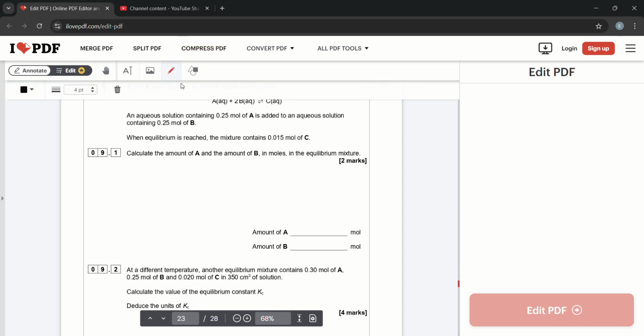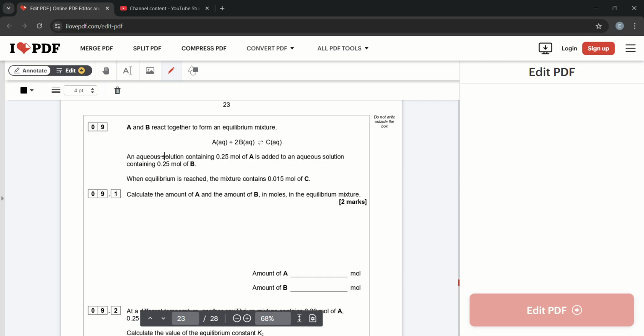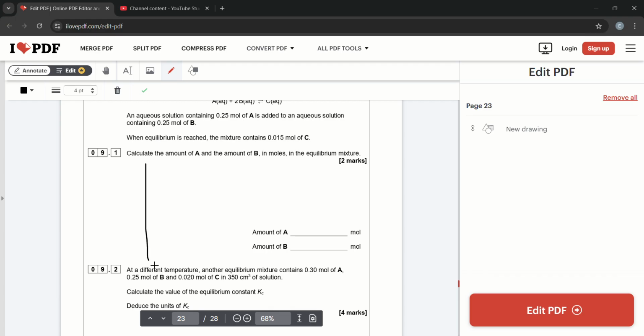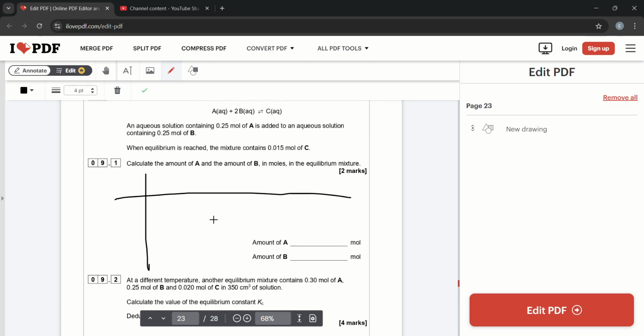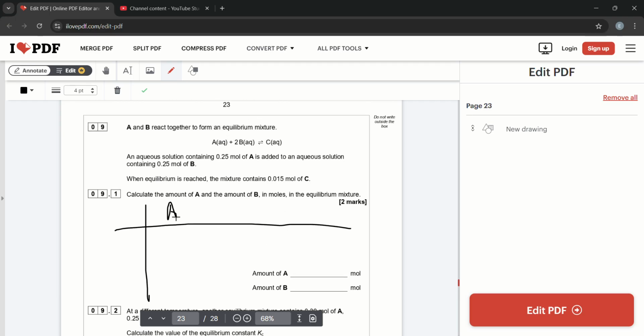Question 9. A and B react together to form an equilibrium mixture. An aqueous solution contains this many moles of A, added to this many moles of B. The equilibrium mixture contains this many moles of C. So, like I've done a couple of times if you've been watching the whole playlist, I like to create a table.